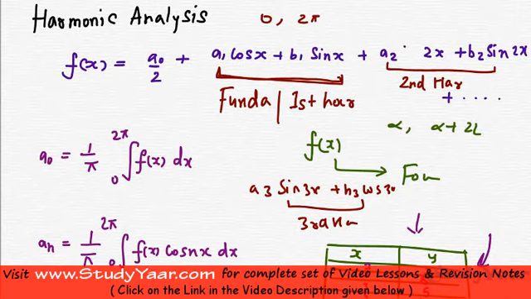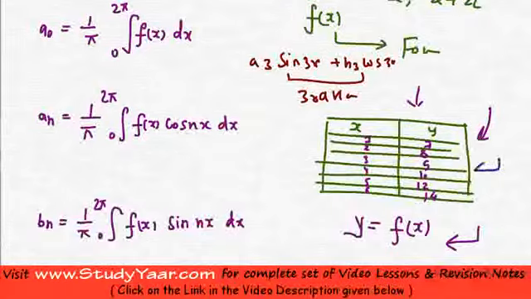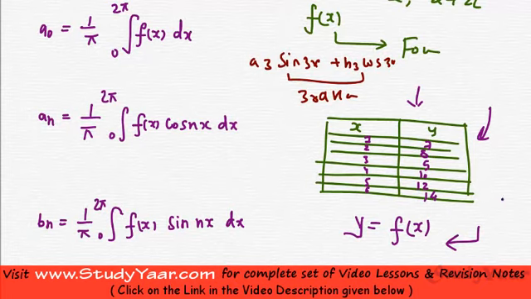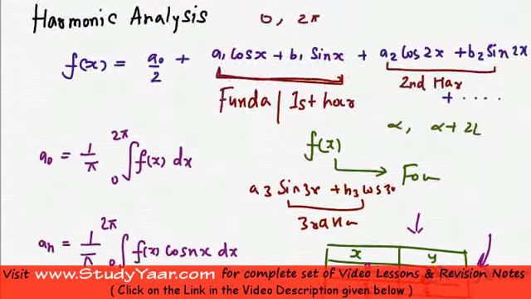By the way, the second harmonic is going to be a2 into cos 2x plus b2 into sin 2x. So these are your harmonics, and the process of finding out harmonics given a table of values of x and y, and hence getting f(x), is known as harmonic analysis.